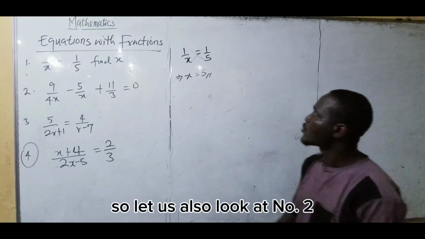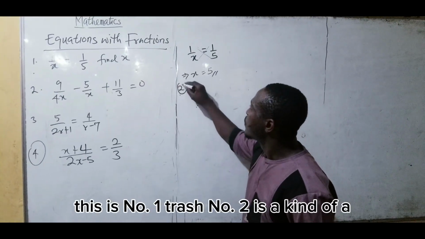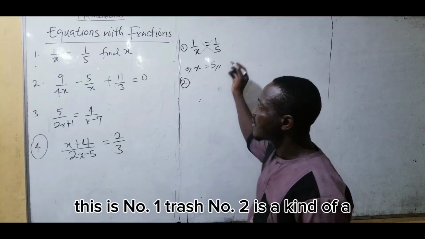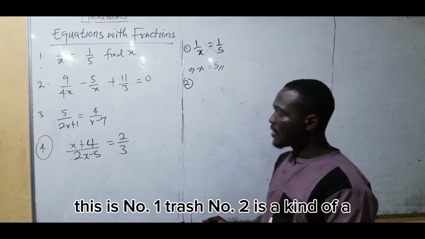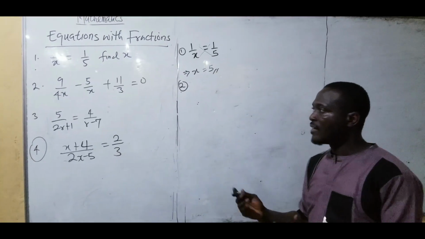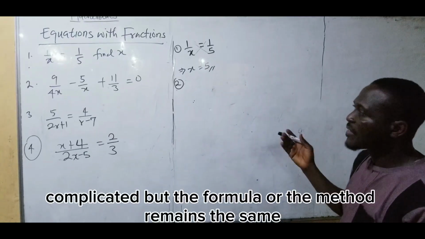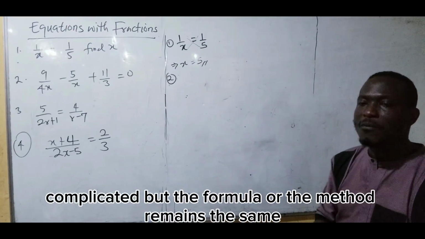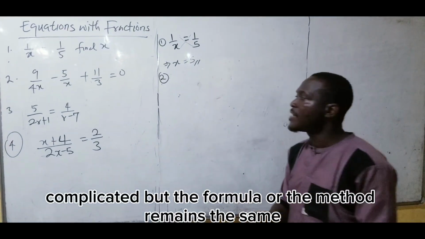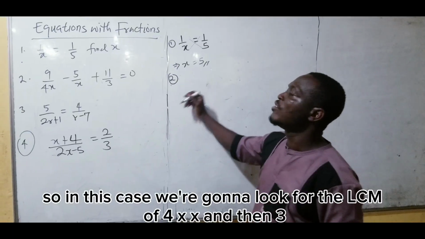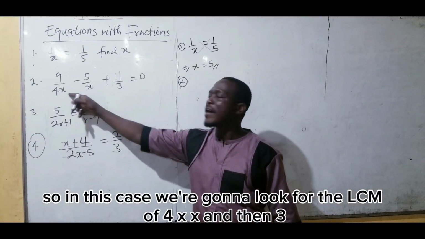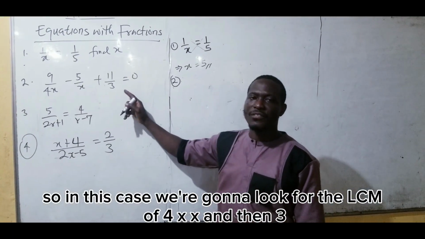So let us also look at number 2. This is number 1, trashed. Number 2 is kind of complicated, but the method remains the same. So in this case, we are going to look for the LCM of 4x, x, and then 3.